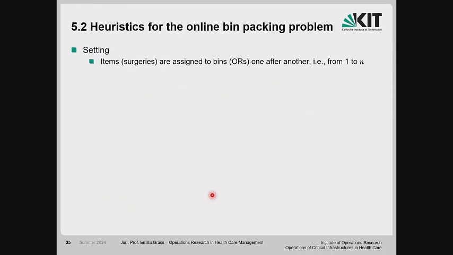And a heuristic that we could use for the online bin packing problem: items are assigned to bins one after another, from 1 to n, so we don't know the sequence yet. As soon as one request comes in, we have to assign it. That means there's no sorting available. We cannot sort these requests. We simply have to take them as soon as they come in. And the question is how many, or at least what kind of items will appear, is unknown.